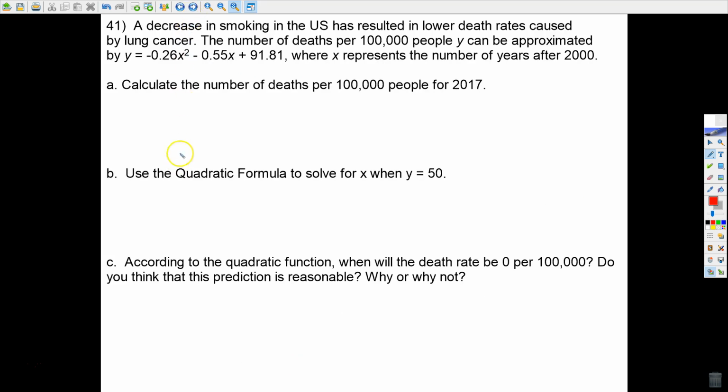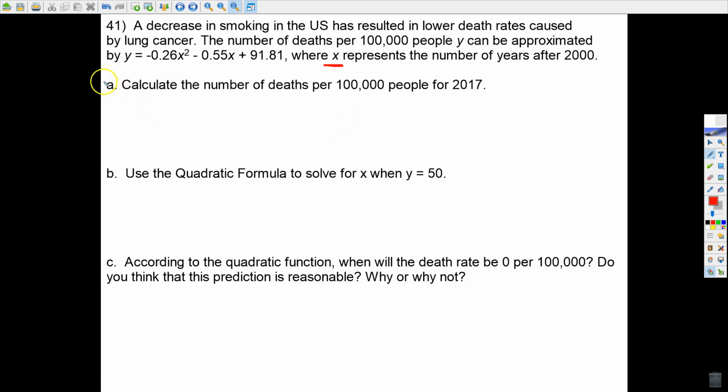Okay, we're not going to do this whole problem. This is one of the problems that you'll do on your homework. I just thought I'd set it up and make sure you understand what to do. This is an actual quadratic function. The context is the number of people. Since smoking has declined in the U.S., the number of deaths by lung cancer has decreased. Let me talk you through the three steps you're going to do. Calculate the number of deaths per 100,000 people for 2017. And I just wanted to point out that x represents the number of years after 2000.